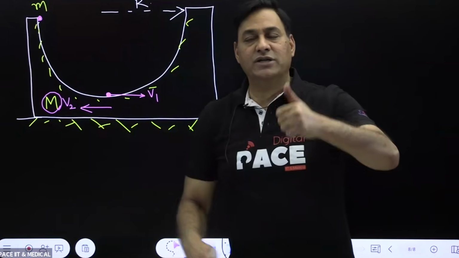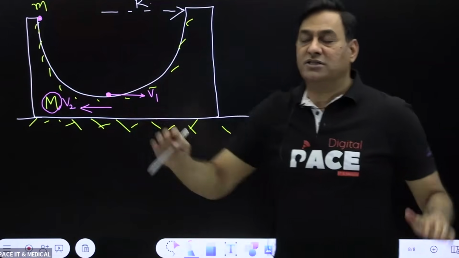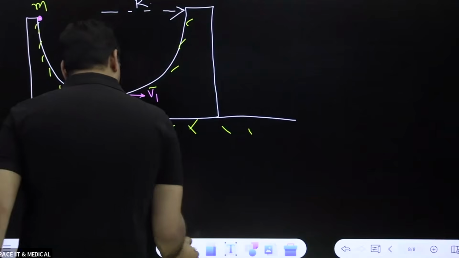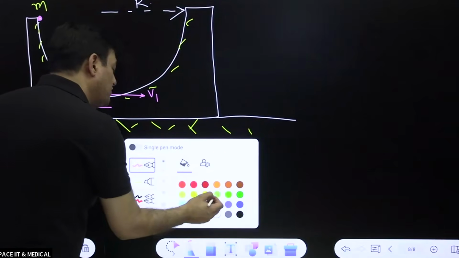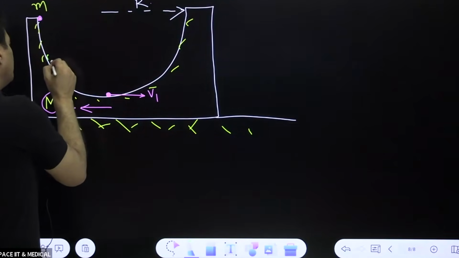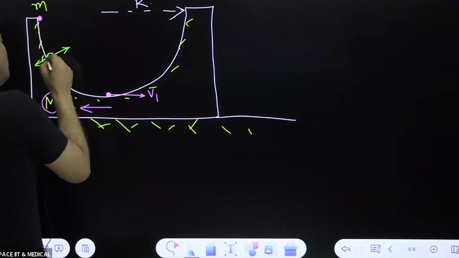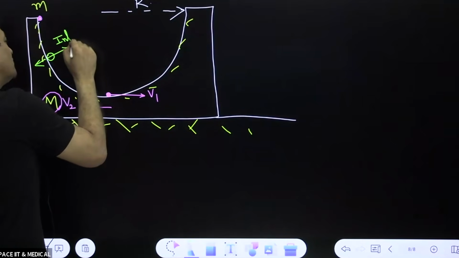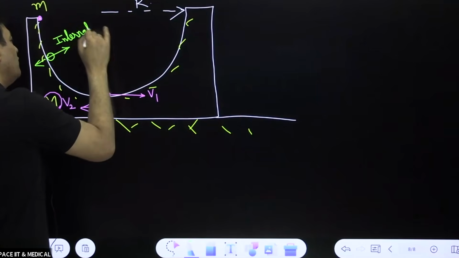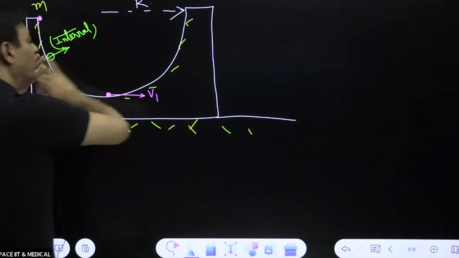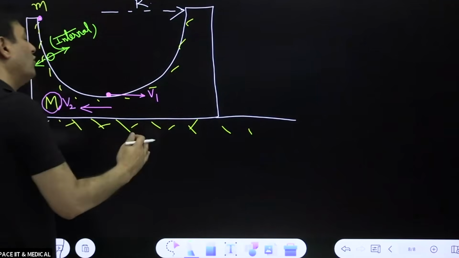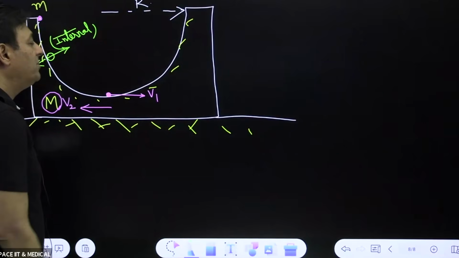There is no external force acting in horizontal direction on the whole system. When they are moving, they are exerting some force on each other. When the block reaches here, they will exert some force on each other like this. But that force is internal force. There is no external force acting on them from outside in horizontal direction. Therefore, linear momentum of the system will be conserved.